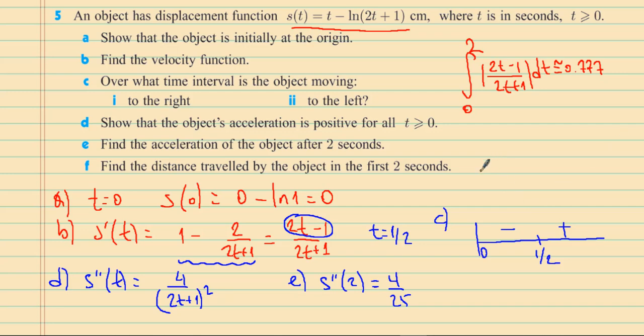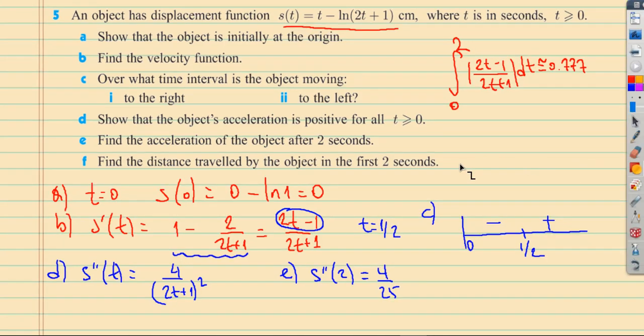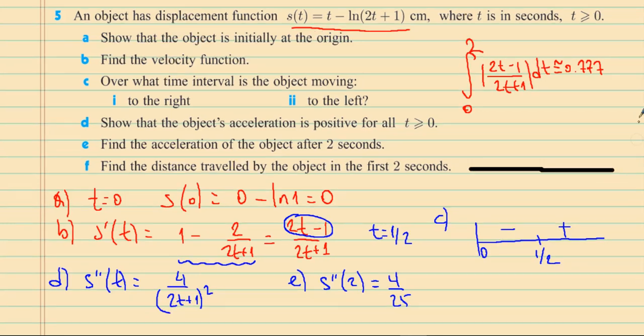Just draw the motion diagram. You start at the origin, right? First, move to the left. We move to the left until t equals 1 by 2. Then we change direction till time 2. You just need to find the displacement at this point, whatever it is, and add them up. What's the total distance? The total distance must be again the same.